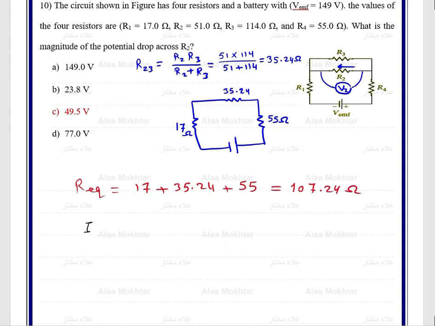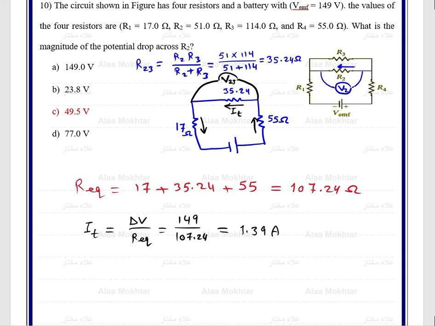Now we can calculate I total passing through the circuit. I total equal delta V over Req, which is 149 over 107.24. The answer is 1.38939 amp. This current passes through the circuit, and I can calculate the voltage. V23 is the same as V2. So V2 equal V23 equal I total times R23, equal 1.39 times 35.24. The answer will be 48.96 volts. It's near this number. You can check my answer again.